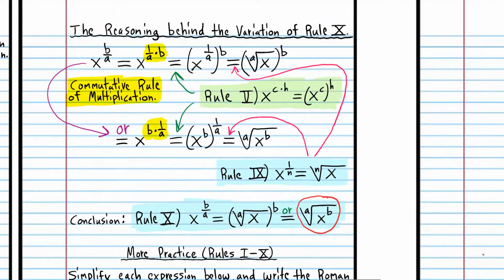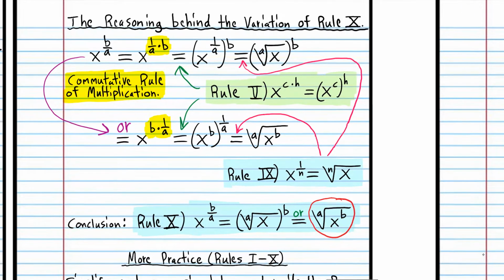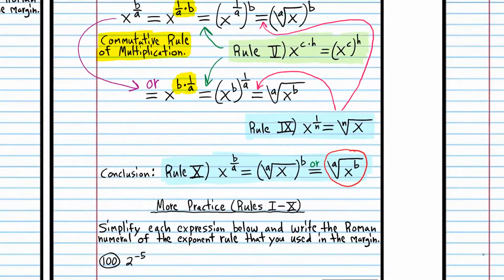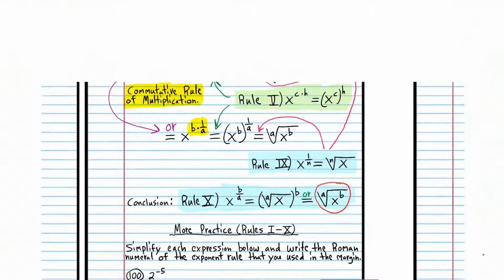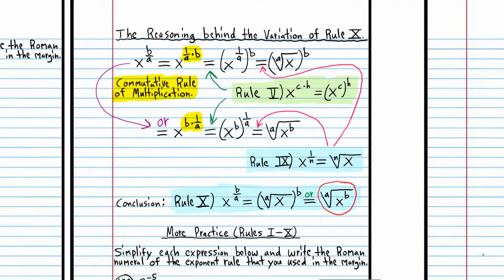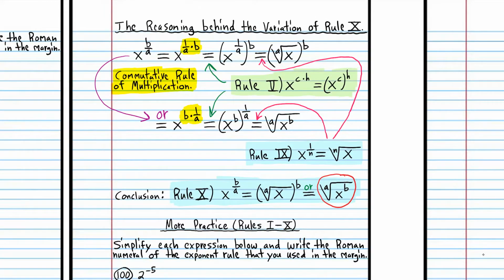Now, this is the justification for why that variation of Rule 10 works. And I'm not going to get into it, because, again, it's just going to complicate things. You don't have to know this. This looks really complicated, but you don't have to know it. And a lot of students would say, well, wait a second, I have to know it. It's part of the curriculum, right? I got to know it.